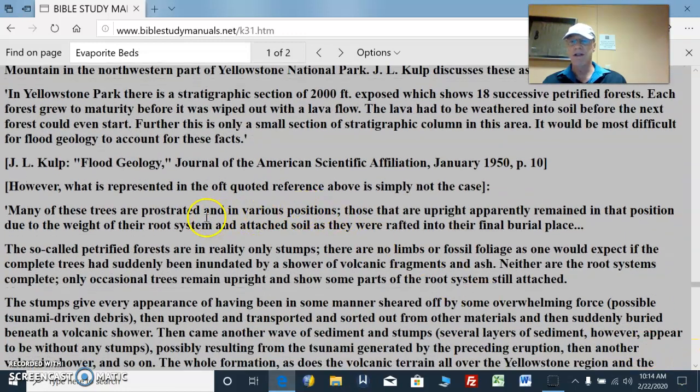Many of these petrified trees are prostrated and in various positions. Those that are upright apparently remain in that position due to the weight of their root system and attached soil as they were rafted into their final burial place. The so-called petrified forests are in reality only stumps. There are no limbs or fossil foliage, as one would expect if the complete trees had suddenly been inundated by a shower of volcanic fragments and ash.